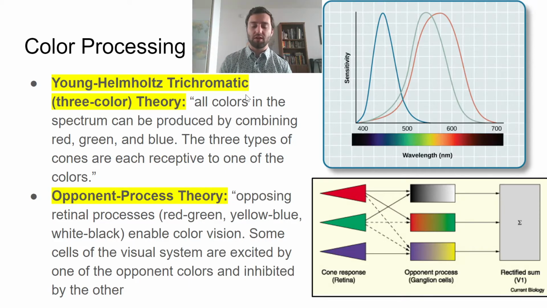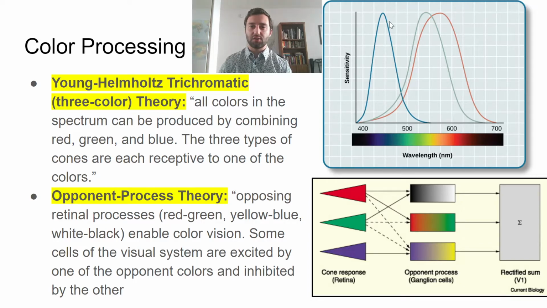This is important because we can actually open up people's eyes and look at the different cones, and we know that there are only those three kinds of cones. We know that our cones are only receiving red, green, blue. So the question becomes, if we're only getting red, green, and blue, how are we able to see all these different colors? How are we able to see yellow and black and purple and all these different colors that we have?